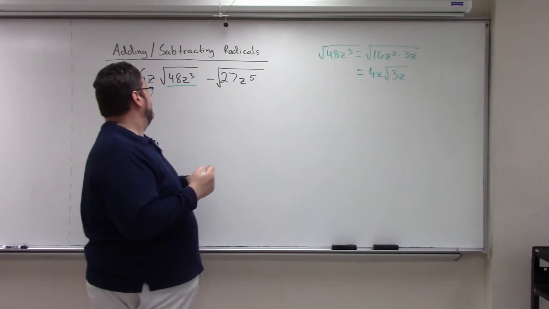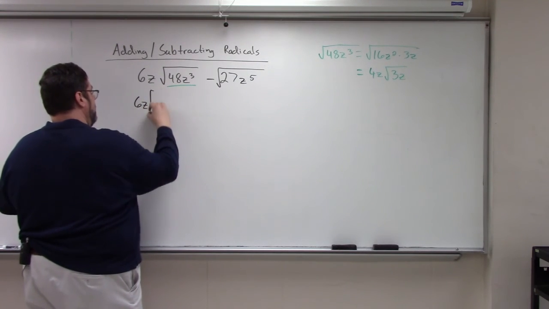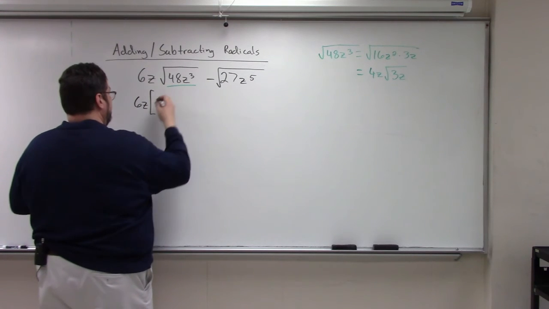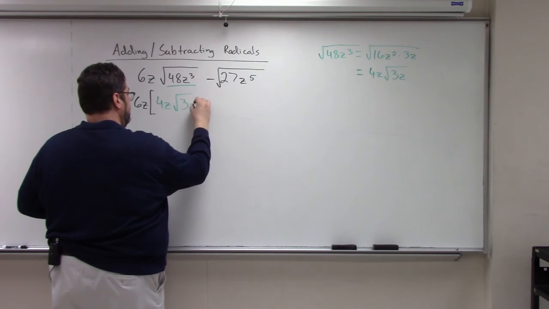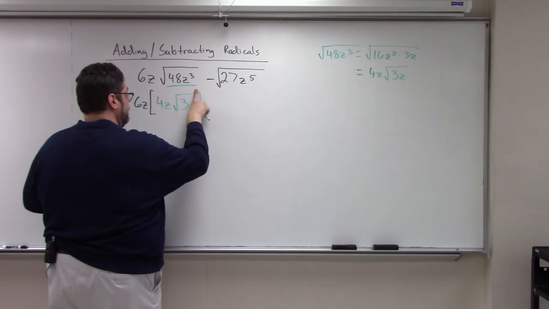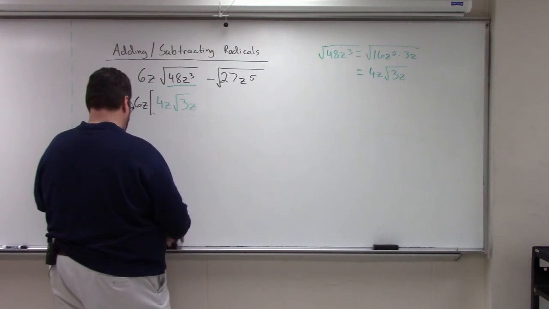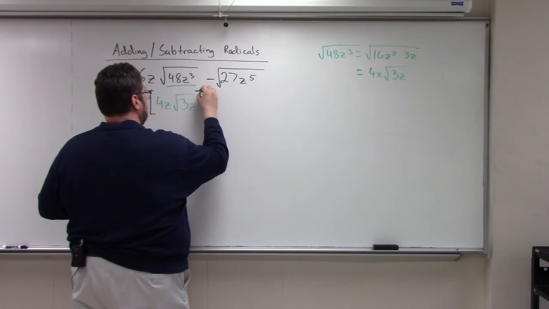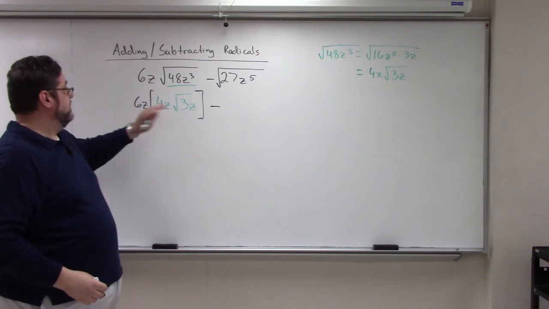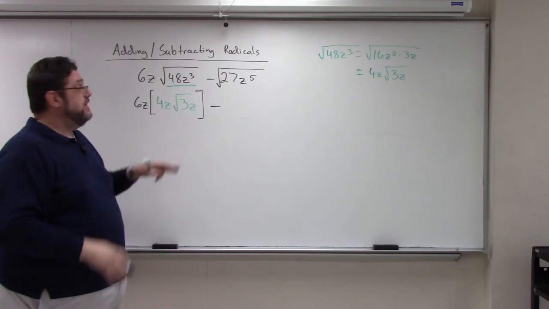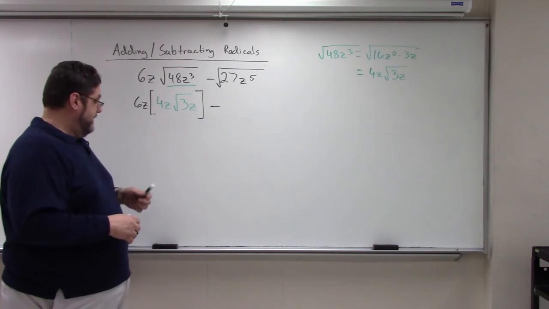The square root of 3z stays under there. All right, so that means I have this, 6z multiplied by 4z square root of 3z. Because again, this is just a simpler, simplified way of writing that. It has the smallest thing under the radical.